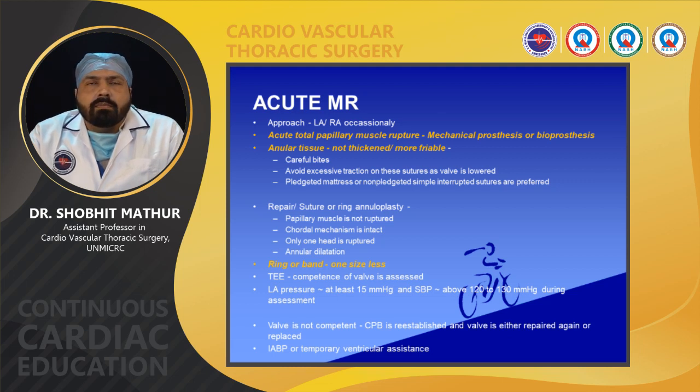For acute total papillary muscle rupture, if the rupture is total, complete, in acute setting, then a mechanical prosthesis or a bioprosthesis has to be used. And the choice of surgery in these cases is mitral valve replacement, not repair. The annular tissue is friable in acute setting, it is not thickened. So bites have to be taken very carefully.